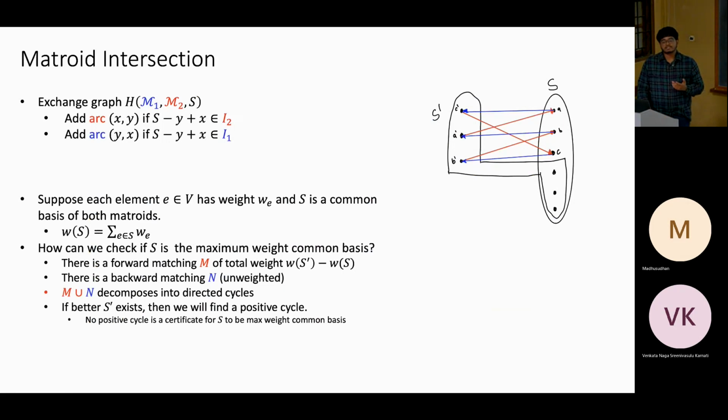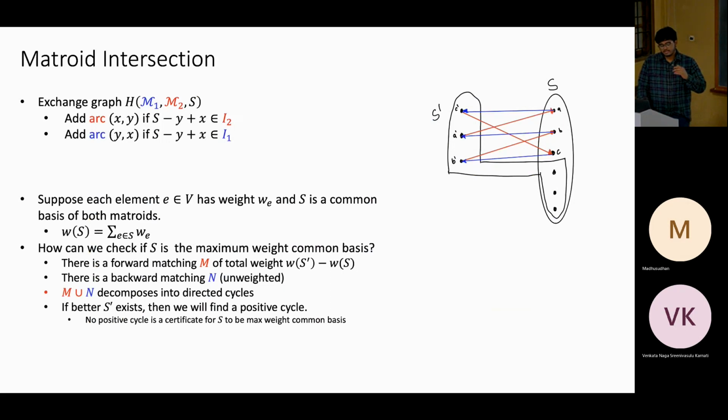And it's easy to detect a positive cycle, right? You just maybe invert the weights and then run a negative cycle detection. Right. So if no positive cycle exists, then we know that we are at the maximum solution. So that's like a certificate. I am at the maximum weight common basis.